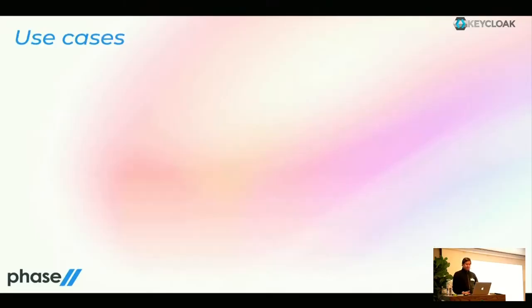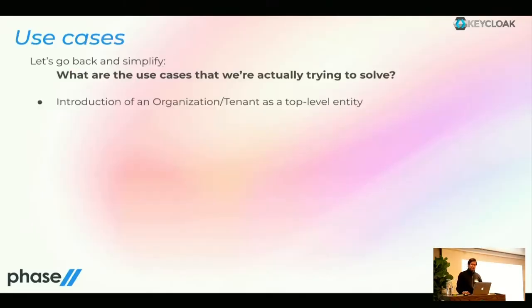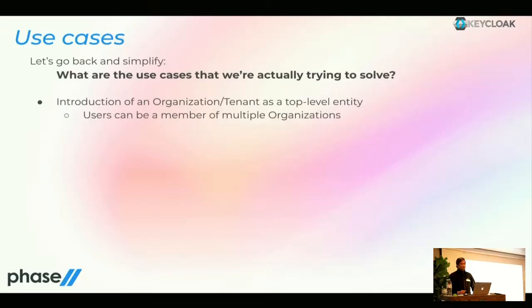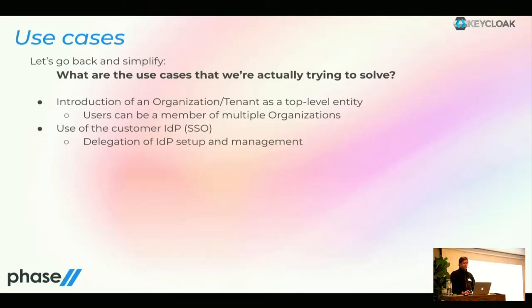So, step back a second. What are the use cases we're actually trying to solve? One, we're trying to introduce that organization as a top-level entity into Keycloak. We made the decision based on a customer request that users can be members of multiple organizations. This is useful in an employee-contractor situation where they can be members of multiple organizations. Use of the customer IDP was very important for us, to have this concept of an identity provider owned by the organization. It was important to delegate the setup and management of that identity provider to the organization. It was important that through that identity provider, it allowed just-in-time provisioning and membership of a user.